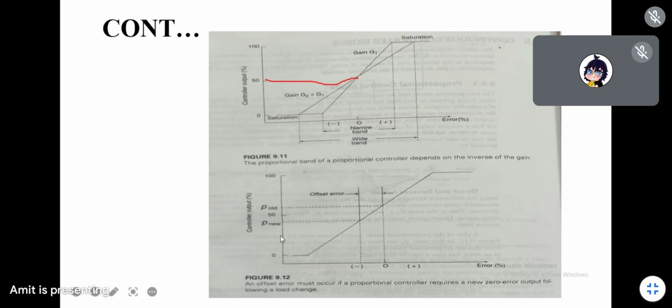What is the load? It is nothing but your system variables.